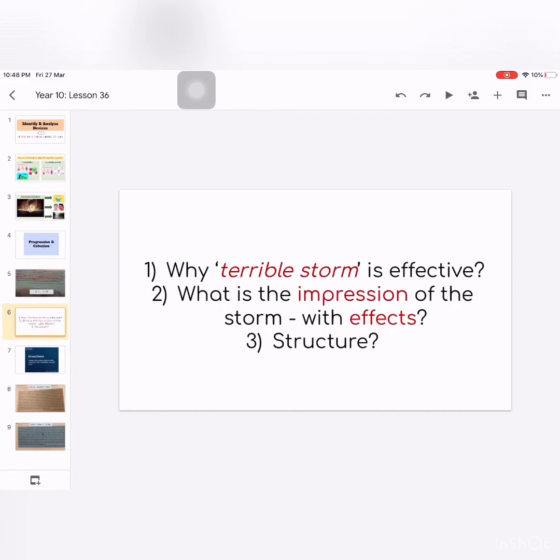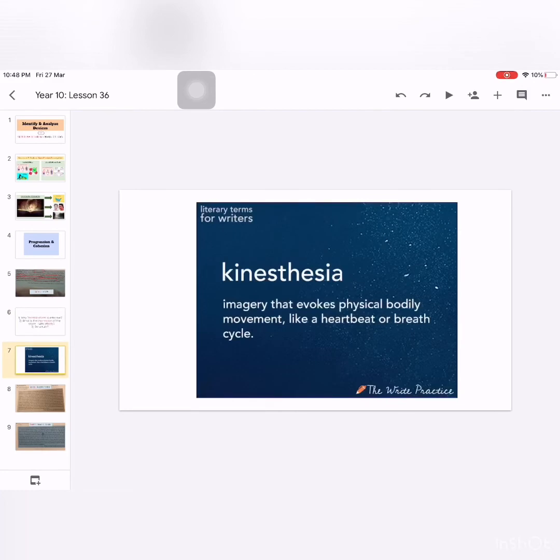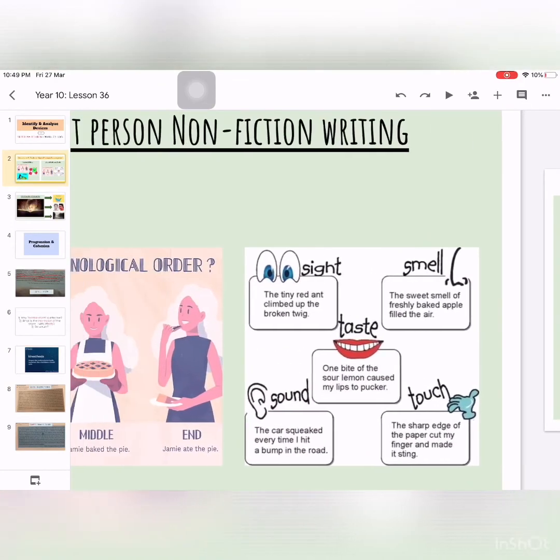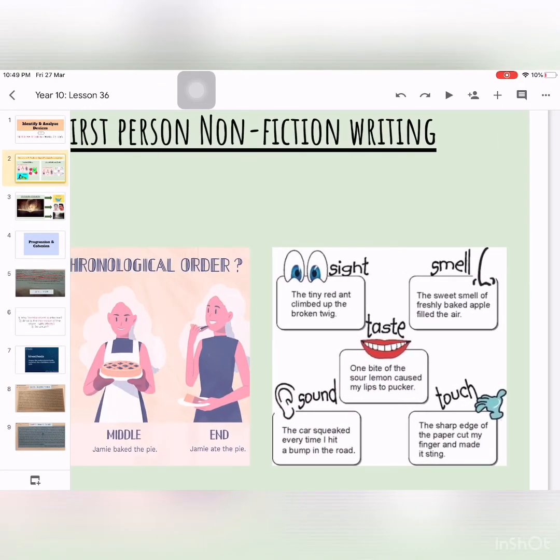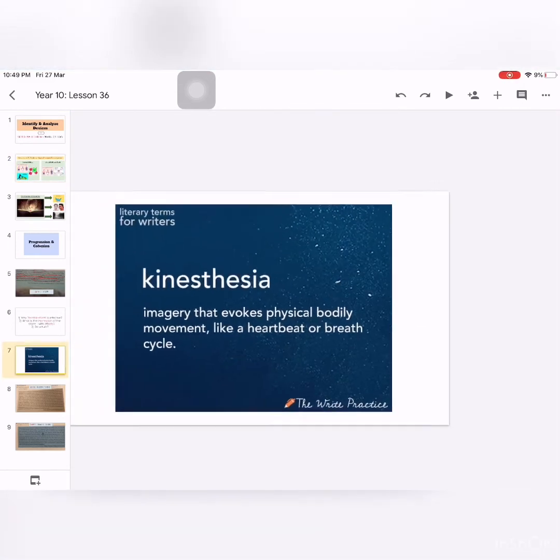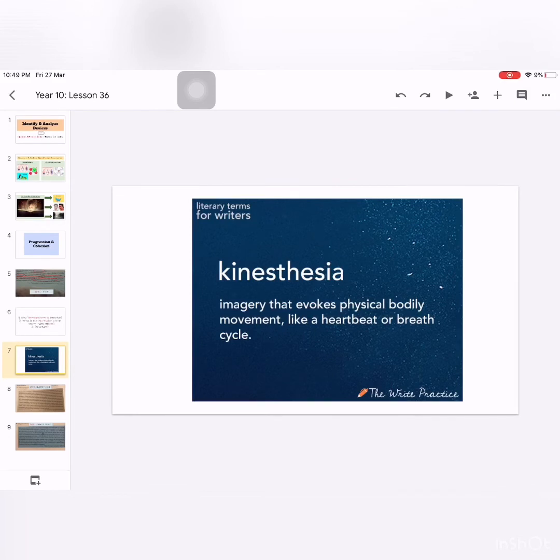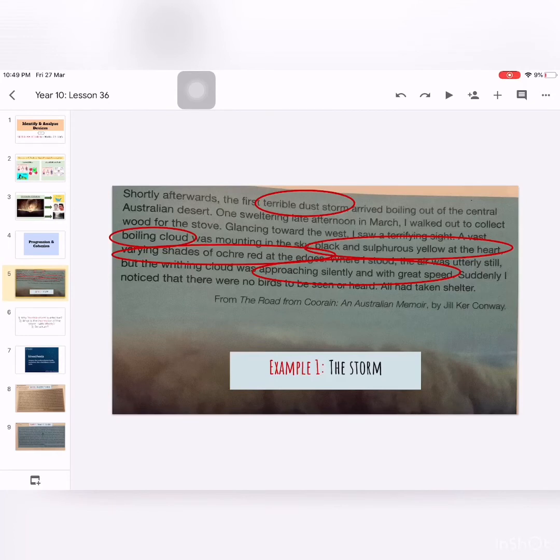So the effect that the storm gives you is kinesthesia. Hello, new imagery. The ones that you have learned are these 5, right? Sight, olfactory, gustatory, auditory, and tactile. A new one is kinesthesia. It's the imagery that evokes physical bodily movement like a heartbeat or breath cycle. So kinesthesia over here is imagery for movement. So the movement of the storm from the very beginning until the end gives you the sense of understanding how it moves from one place to another.